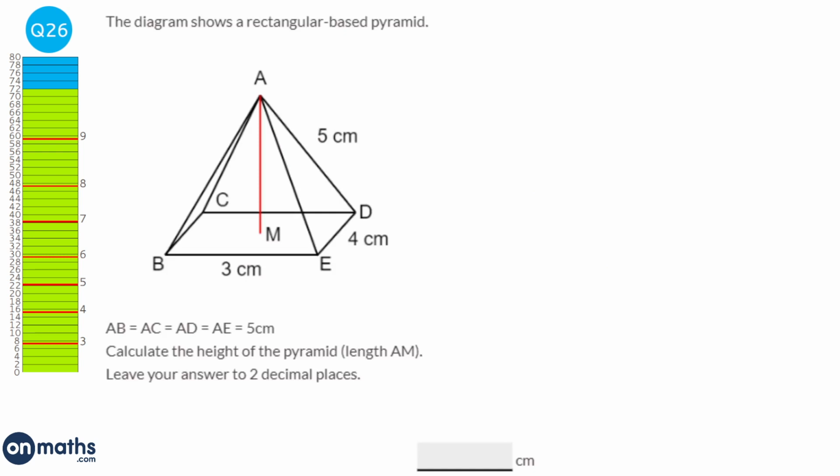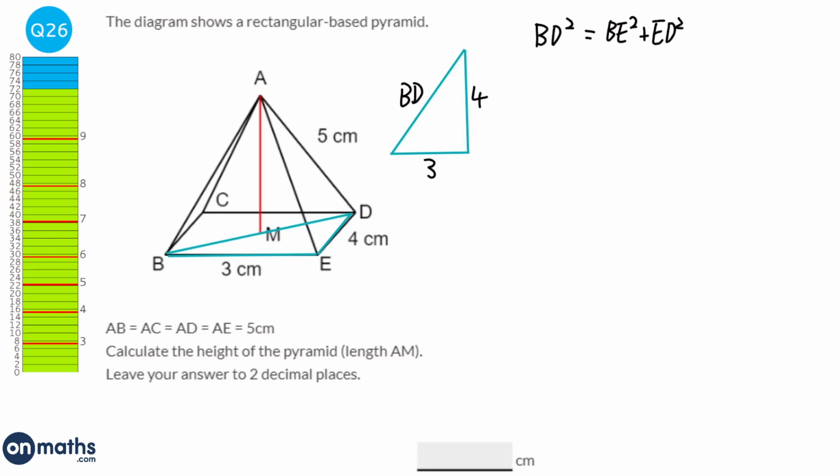We're going to start off this question by finding length BD, and we do that by doing a little right angle triangle down here, and let's draw that right angle triangle out. Okay, so we've got a length of 4 on ED, length of 3 on BE, and we're looking for length BD. So we're going to use Pythagoras. So we've got BD squared equals BE squared plus ED squared. Get our little tram lines in.